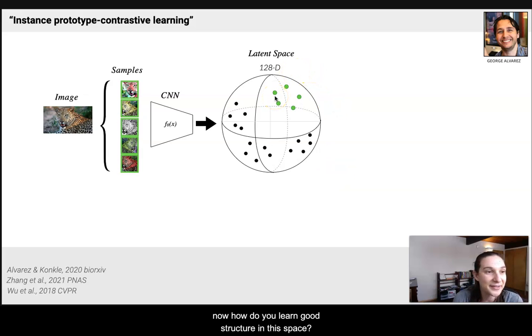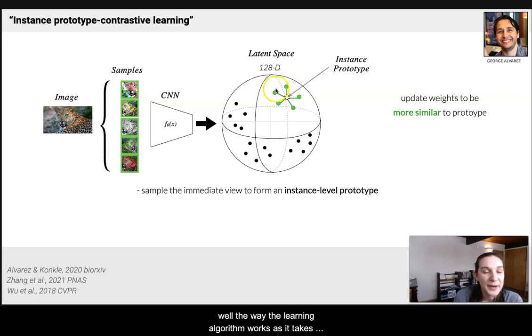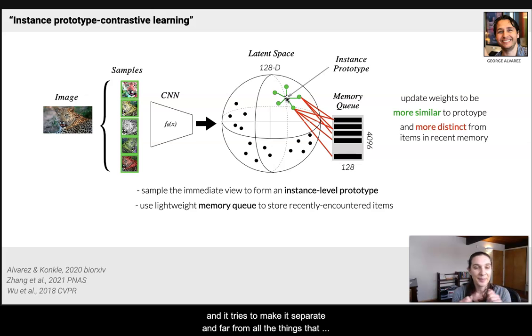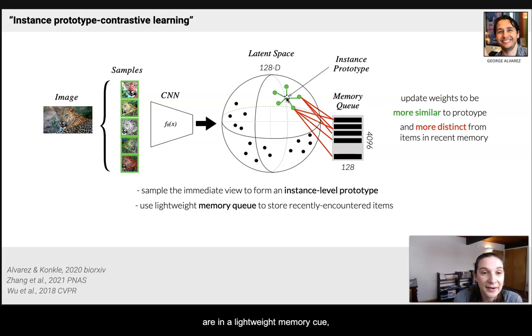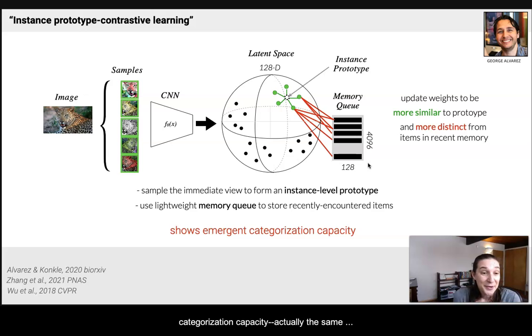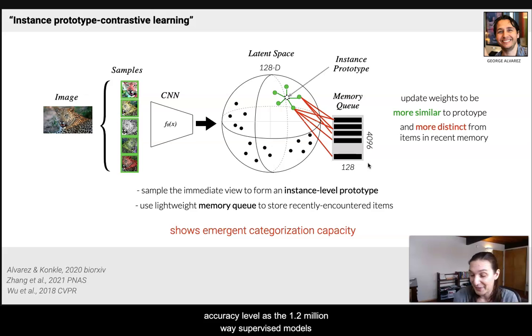Now, how do you learn good structure in this space? Well, the way the learning algorithm works is it takes those samples and tries to move them closer to each other, the instance prototype. And it tries to make it separate and far from all the things that are in a lightweight memory queue, basically reflecting recent memory. So I think of this as a little bit like a hippocampal function. And so what we found is this model shows emergent categorization capacity, actually at the same accuracy level as the 1.2 million way supervised models.